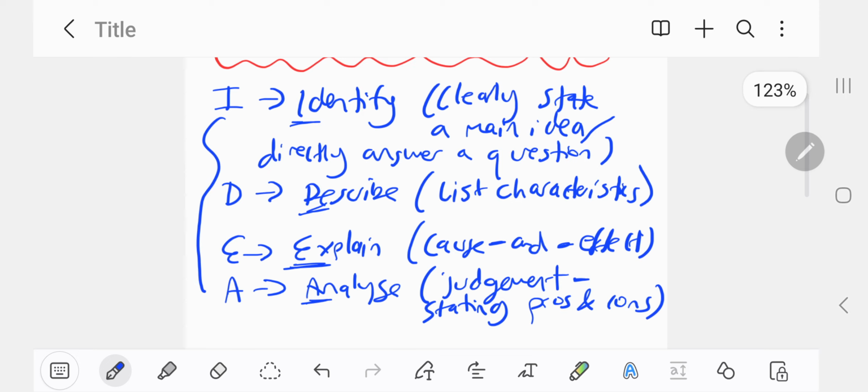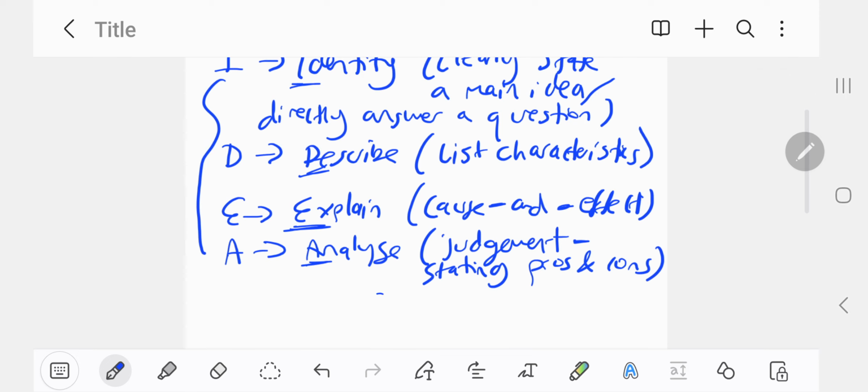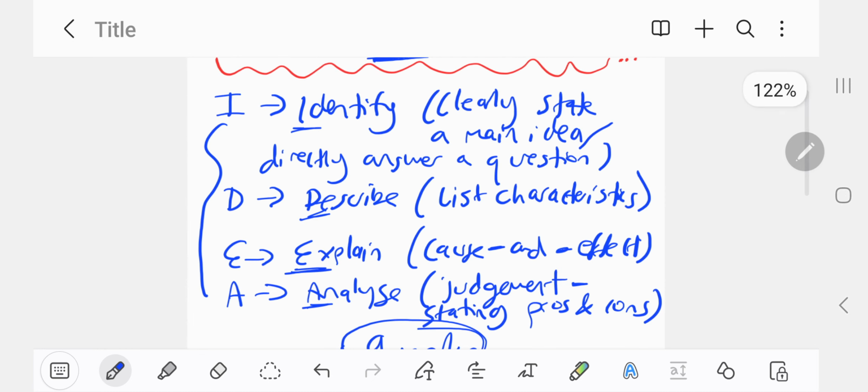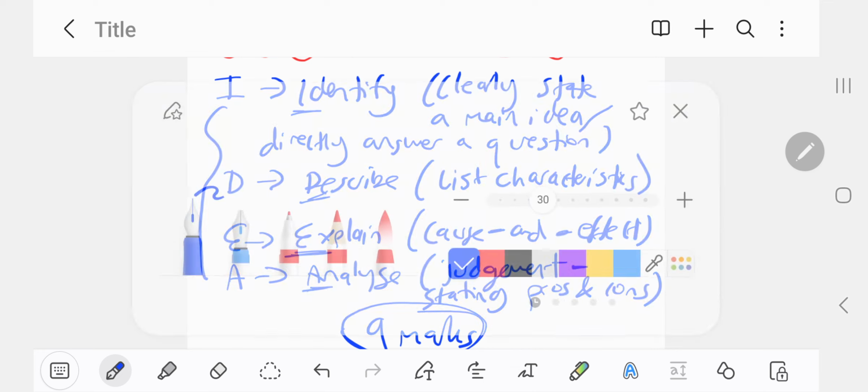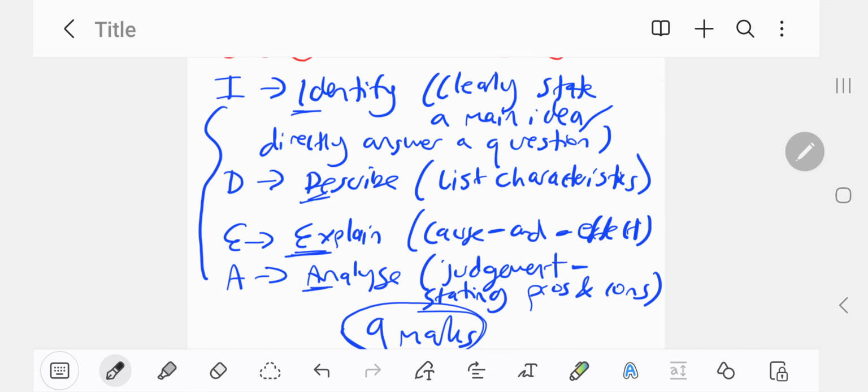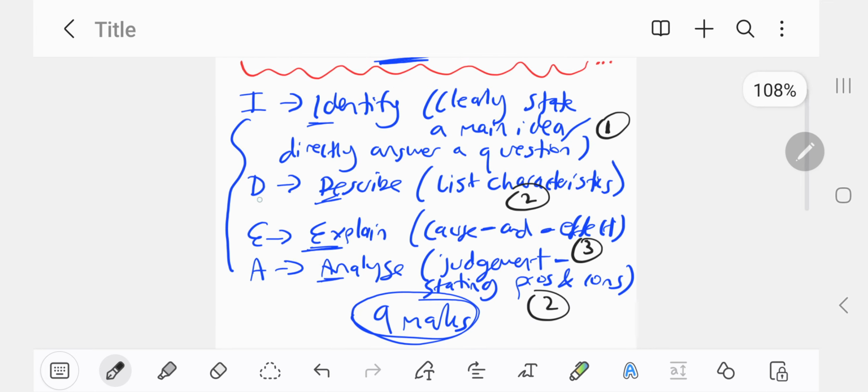It helps you structure your response. ID paragraphs can be worth up to 9 marks a lot of the time, so quite a chunk of your exam's total marks. From experience, identify is usually worth around 1 mark. Describe is around 2 marks. Explain could be worth up to 3 marks. And your analyze can be worth up to 2 marks, could even be 3 marks sometimes. But most of the marks come from here.